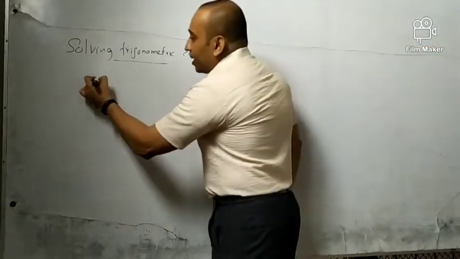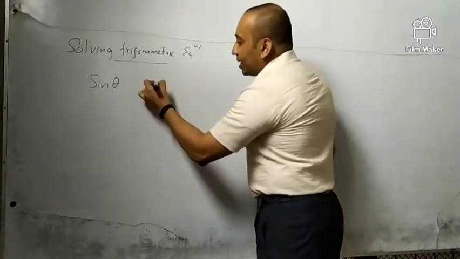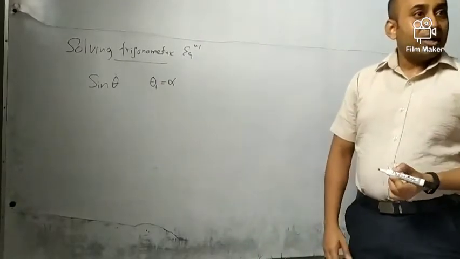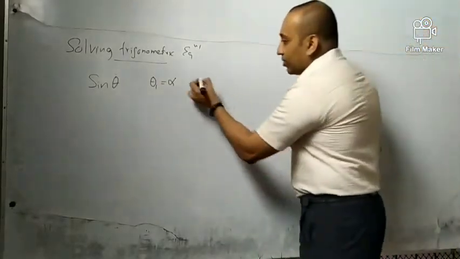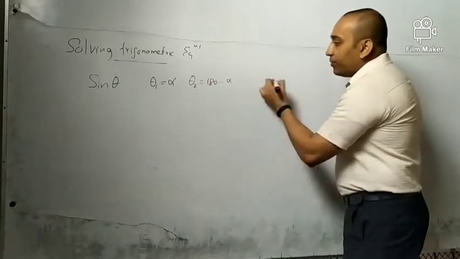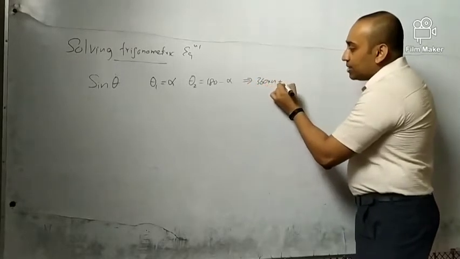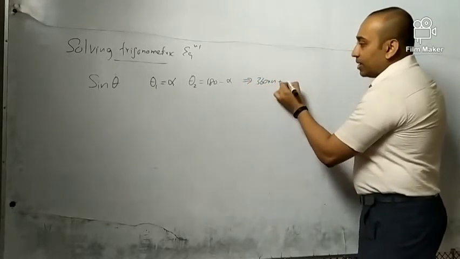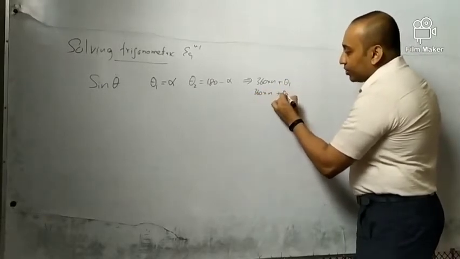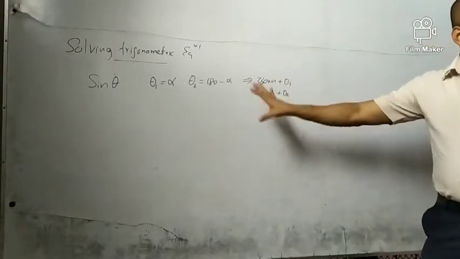You know that if the function is a sine function, sine theta, and the first angle is alpha, how do you get the second angle? You can get it by 180 minus alpha. After that you can get the general solutions by 360n plus theta 1 and 360n plus theta 2. Like that, n can be varied from minus to plus. With that you can get this answer.